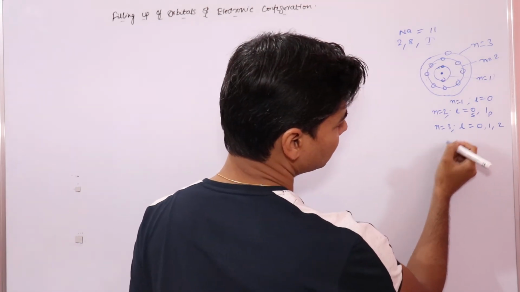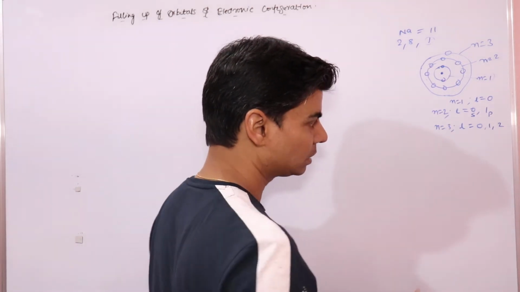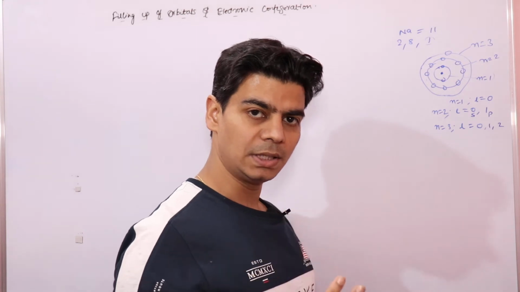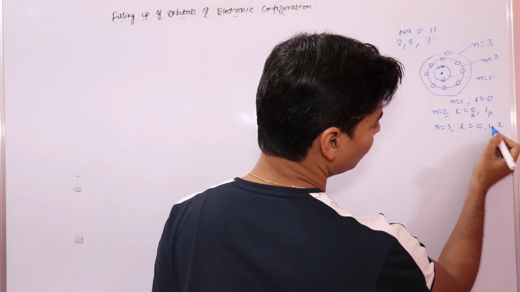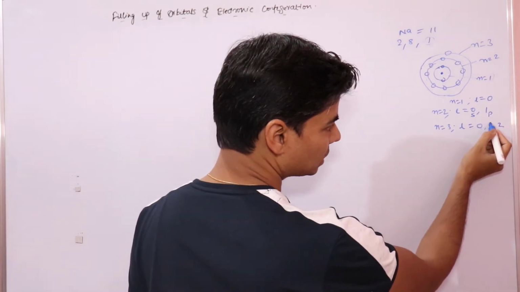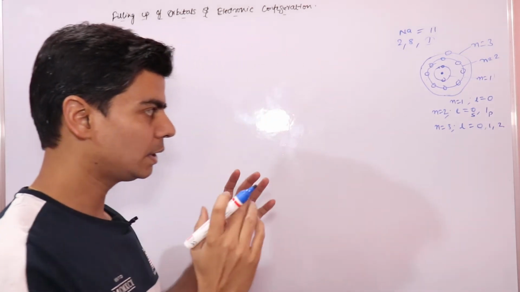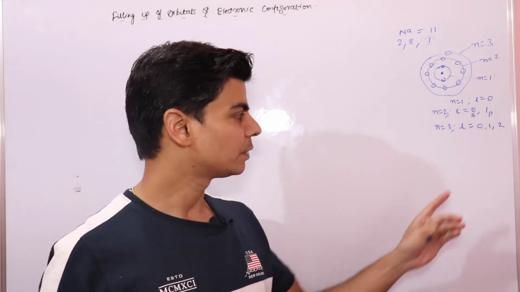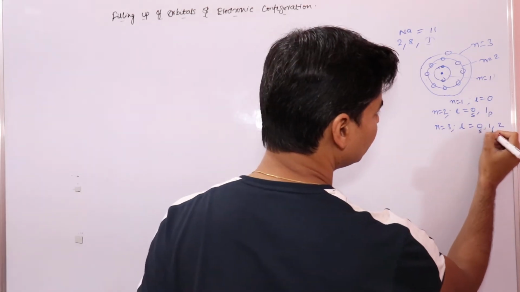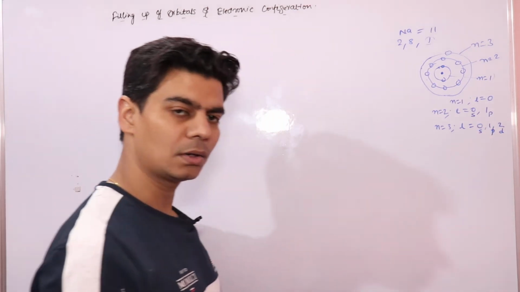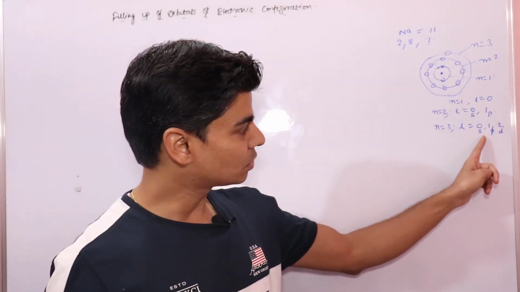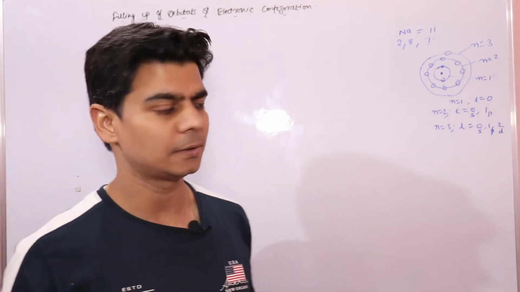Similarly, for n equals 3, this is the shell that has 3 subshells, 0, 1, 2. And when we are looking at the orientation of these, s, p and d, in 3-dimensional space, what we get are orbitals. So this is s orbital, p orbital and d orbital.